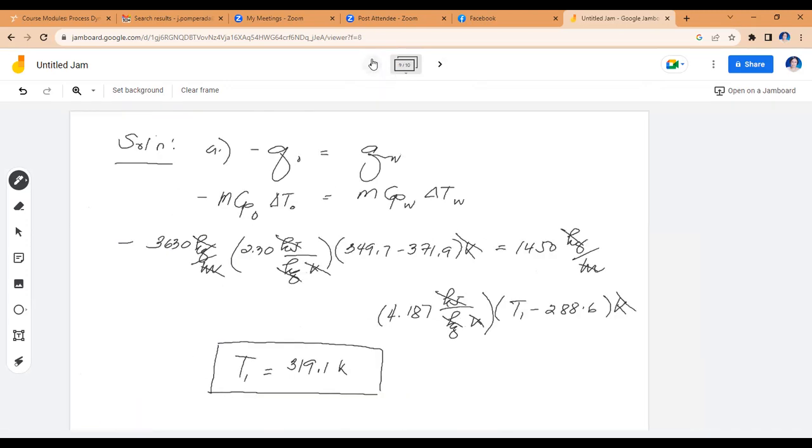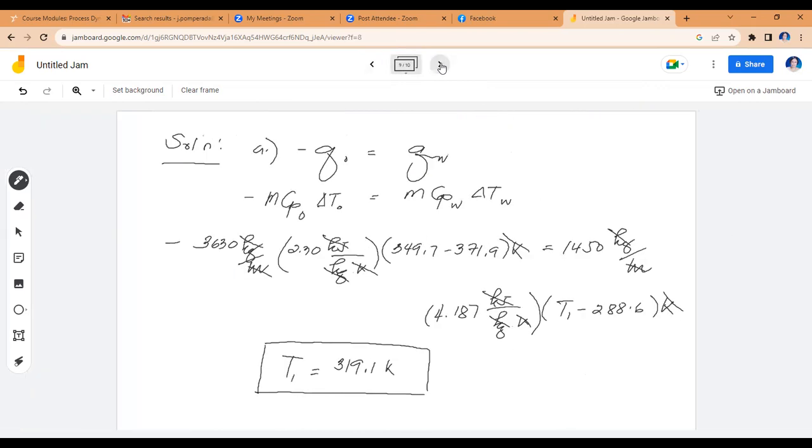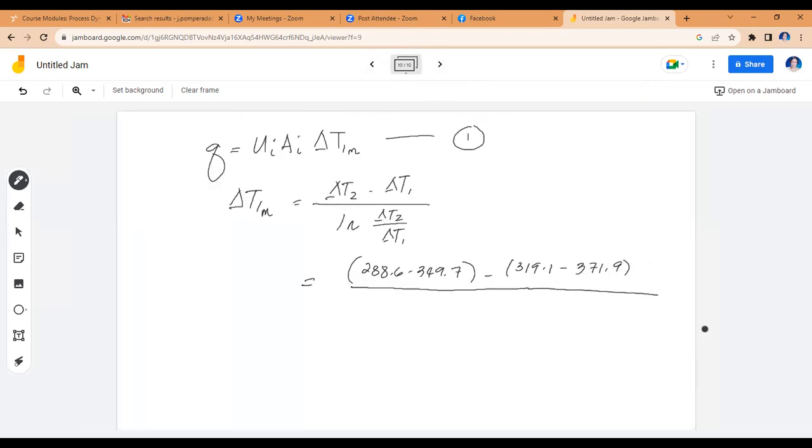371.9. Let me check if I got it. Okay. And we'll have the ln of these two differences as well. So it would be good if you already get the difference of the two, so you need not write a long expression there. So it's negative 61.1 there, and you have negative 52.8 as well. So you will have a delta T log mean here of 56.9 Kelvin. So you can check.